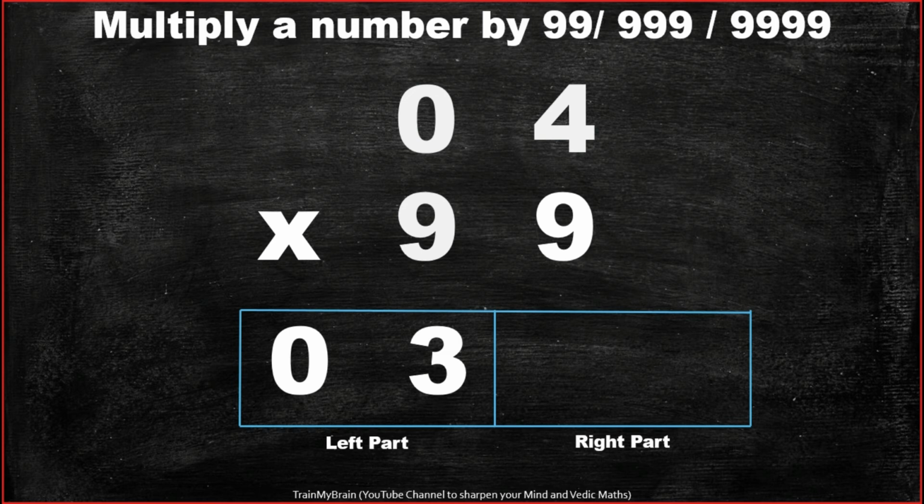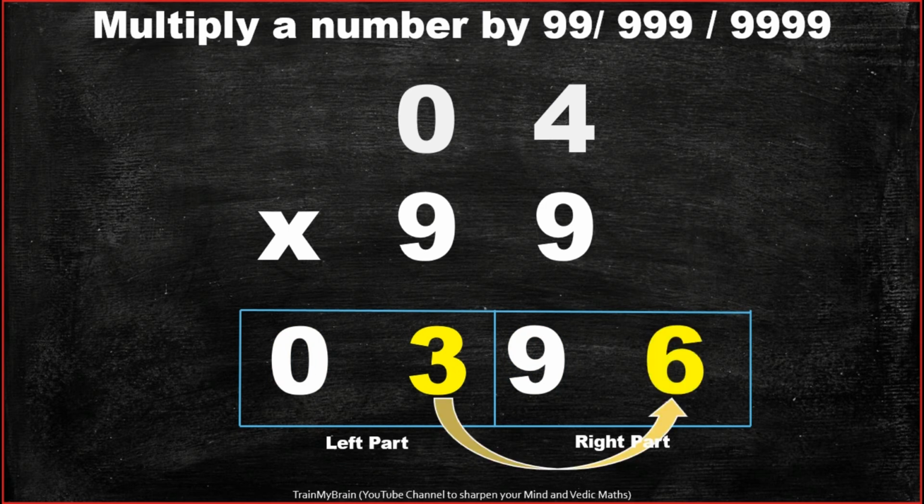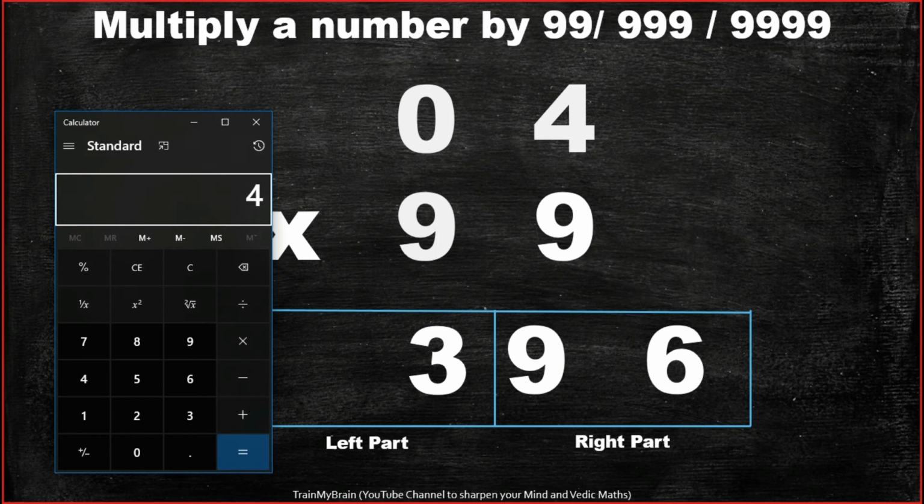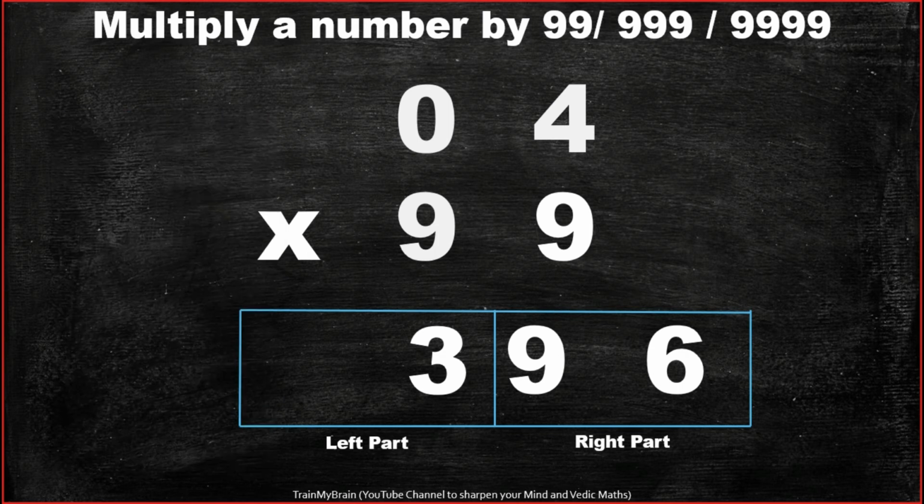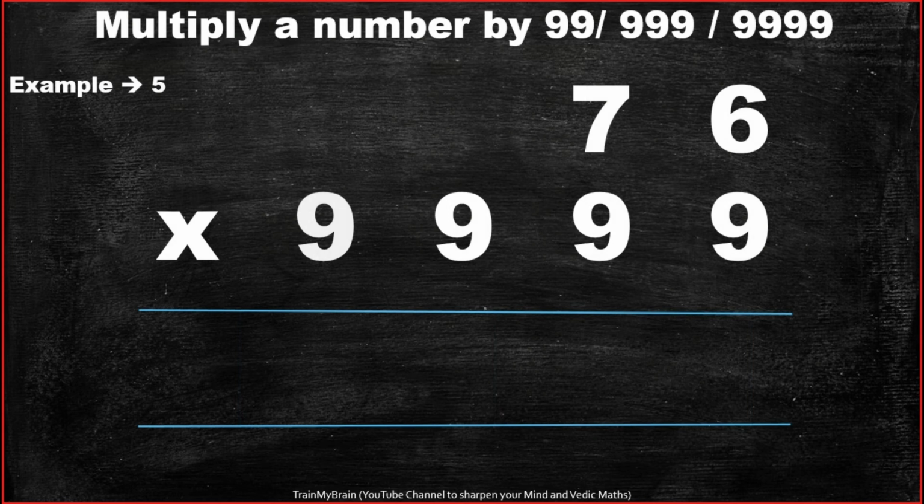For the right part, pick the first number, subtract it from 9. So 9 minus 0 will be 9. Pick the second digit 3. Subtract it from 9. 9 minus 3 will be 6. So the answer is 396. 4 into 99. Cool. Take one more example.